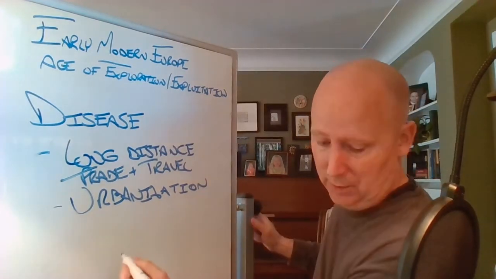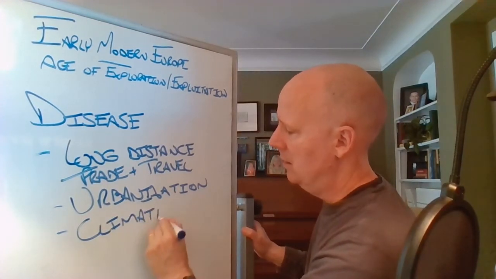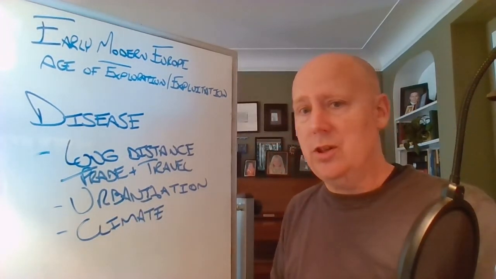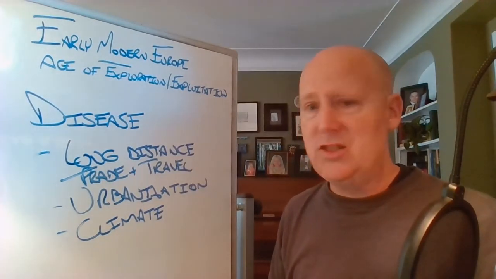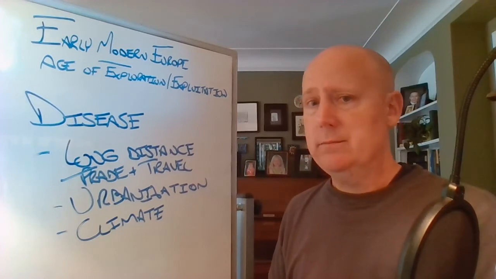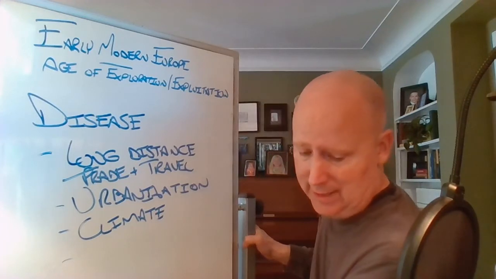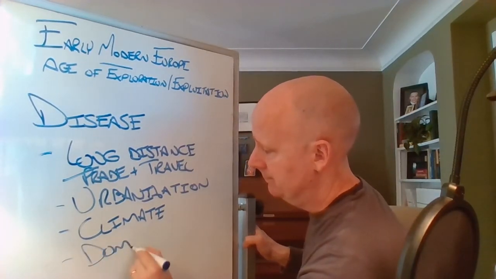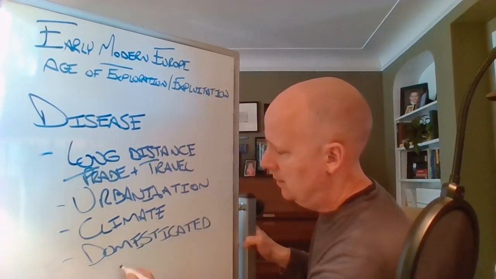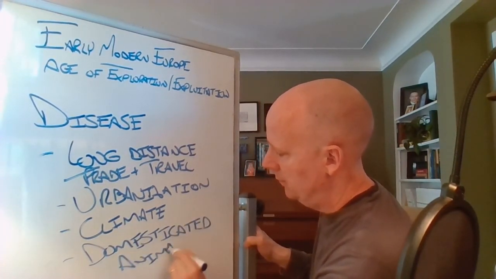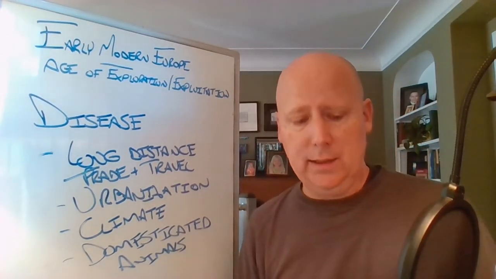All right, a couple of other things. One is climate, and that makes a difference. Where you live is going to determine which diseases that you're going to be more exposed to, right? Generally speaking. All right, last one of this, and that is domesticated animals. This is going to be particularly important when Columbus crosses the Atlantic.